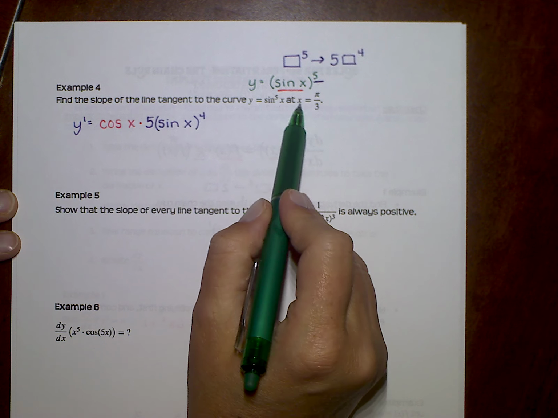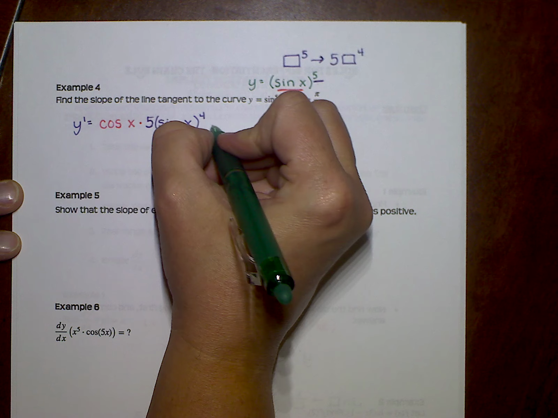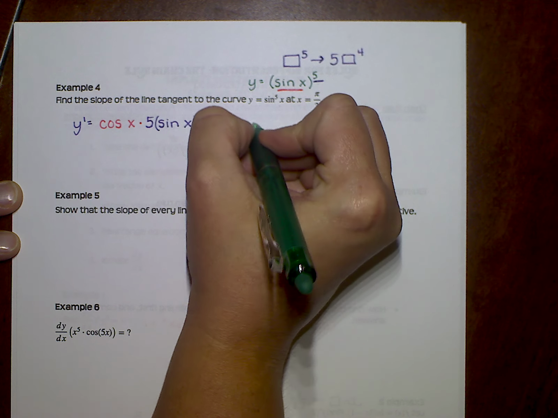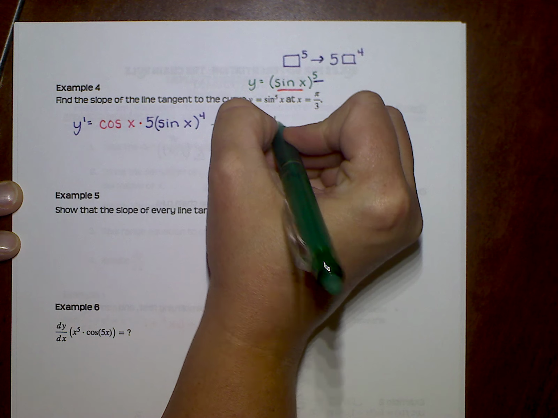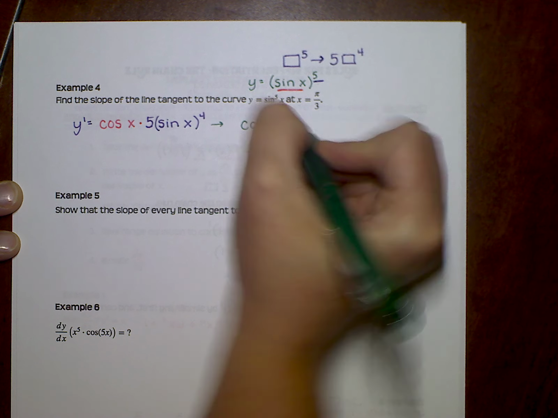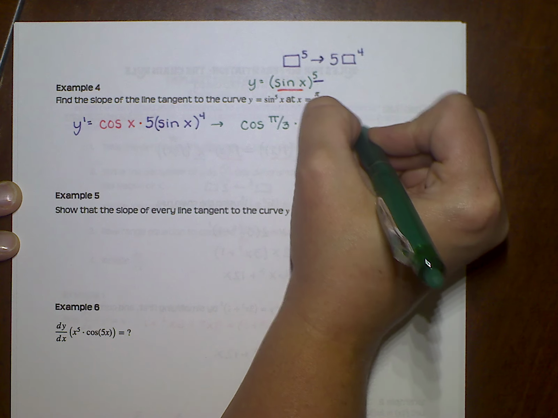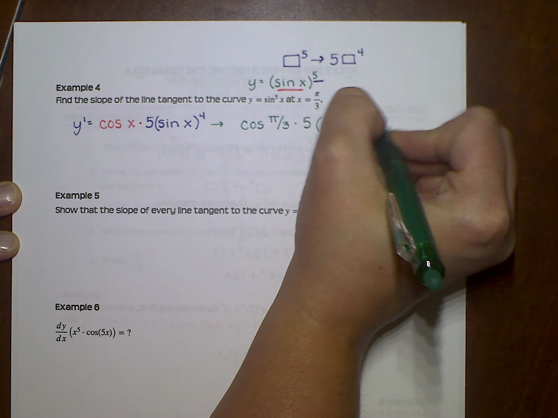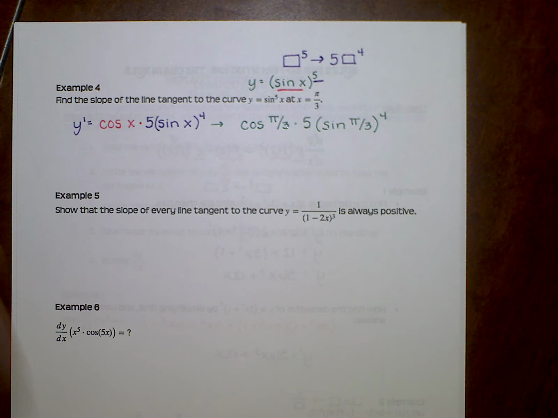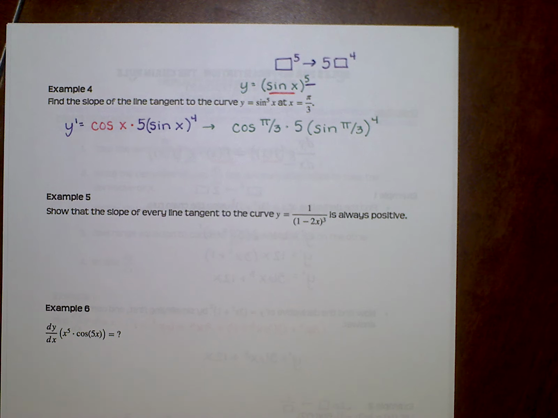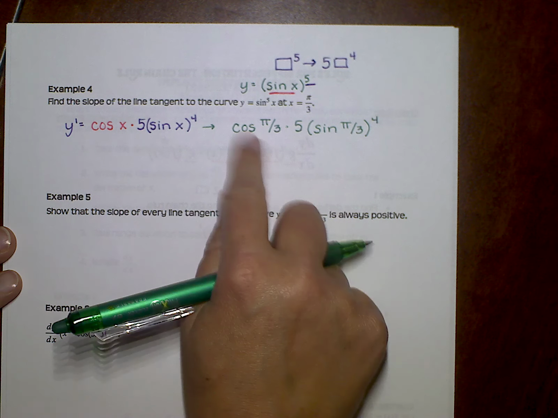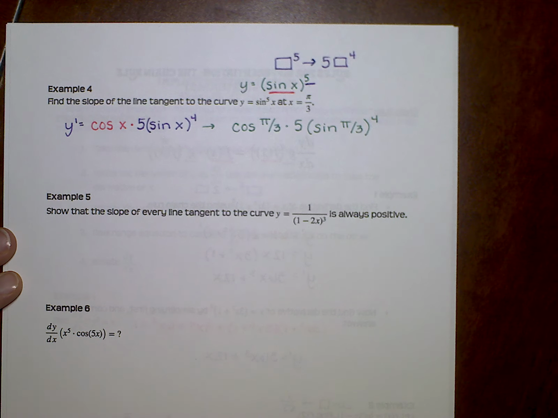So now I want to know what is the derivative specifically at pi over 3. So let's do cosine of pi over 3 times 5 sine of pi over 3 to the power of 4. Now, if this were a free response question, you could get away with leaving your answer right there. Once your values are all numerical, you'd be good to go. I am going to go ahead and evaluate this because I do worry that this could show up on a multiple choice question and you would have to know how to evaluate it down to a single answer.